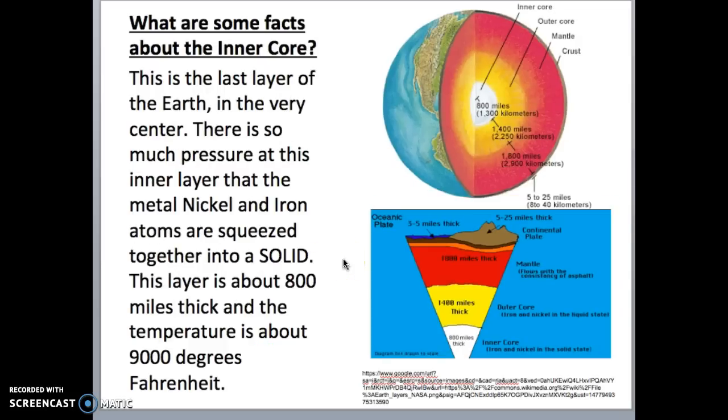And last but not least, let's talk about the inner core. So this is the last layer of the Earth. It's actually the dead center of the Earth right here. Over here in this area, it's pure solid metal. And the reason is it's really hot, but because there's so much pressure from all the rocks above it, the metal atoms in here are squeezed together into a solid form and can't move because there's so much pressure. The layer is about 800 miles thick, and the temperature is about 9,000 degrees Fahrenheit. So this is the hottest layer in the center. And then as you move out, it gets less hot.